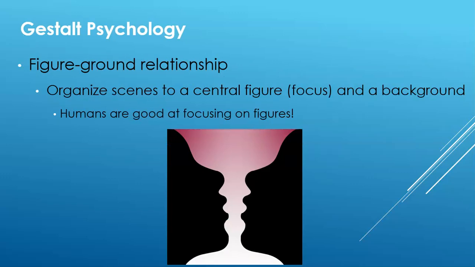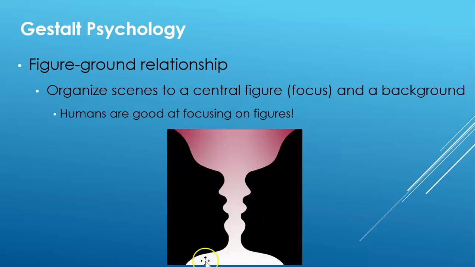So Gestalt theory can be broken down into a few different subsections, and one of those, you don't need to know all of them, but one of them is figure-ground relationships. So this is organizing a scene into a central figure or a focus and a background. Humans, we're very good at focusing on a figure. So this is where some optical illusions can come in, where we tend to focus on the thing in the middle, the figure, rather than the background.